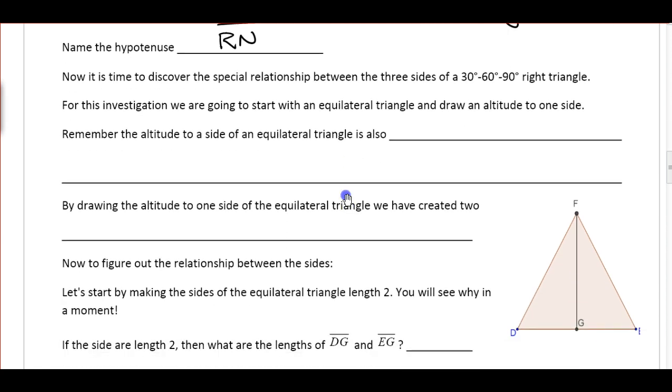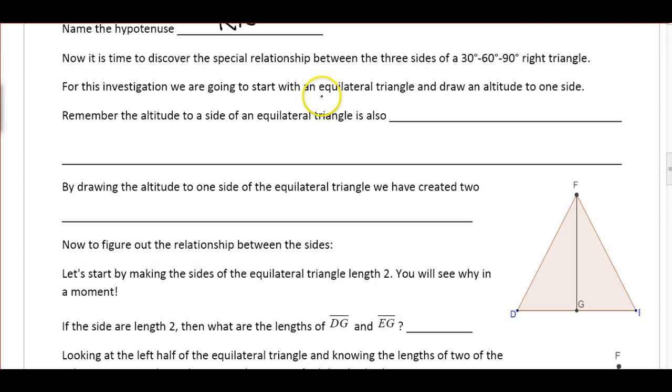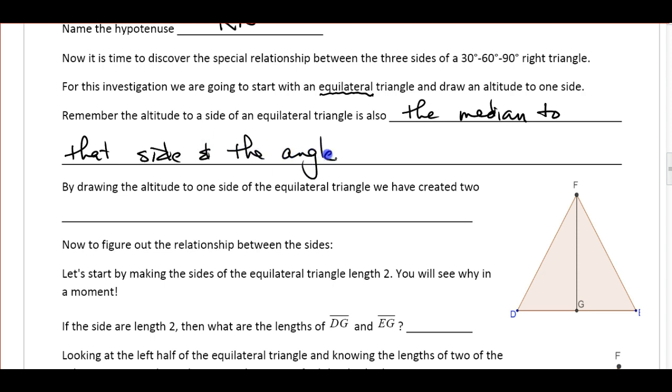It's a little bit more complicated than 45, 45, 90s. So we're going to start with an equilateral triangle, and then we're going to draw an altitude to one side. Remember that the altitude to a side of an equilateral triangle is also the median to that side and the angle bisector.